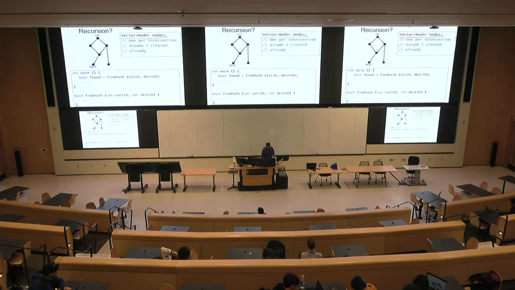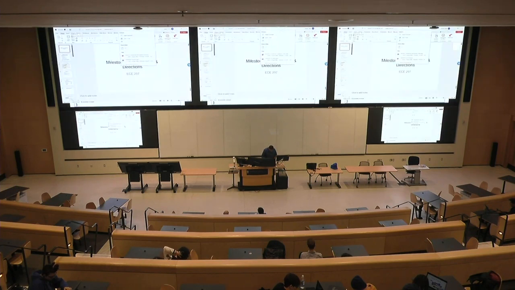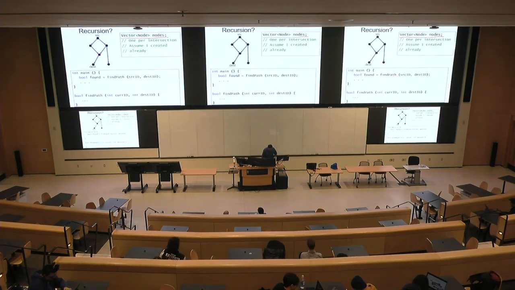Okay, so I'm going to make a vector of some data type that I've defined called node. So I've got one of these for every single intersection in my graph.